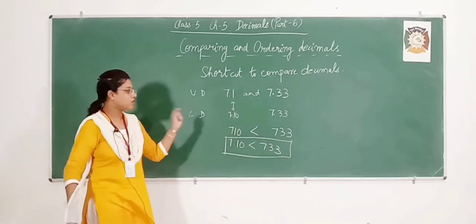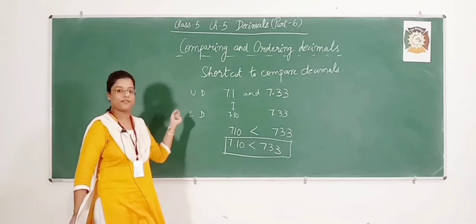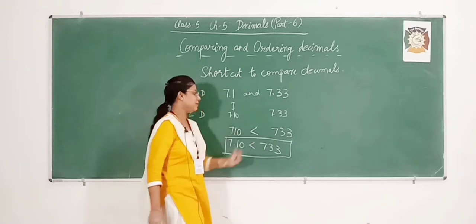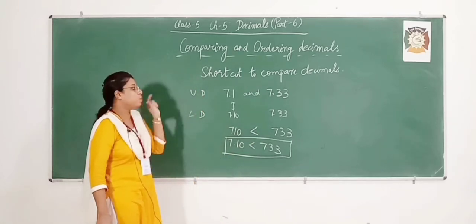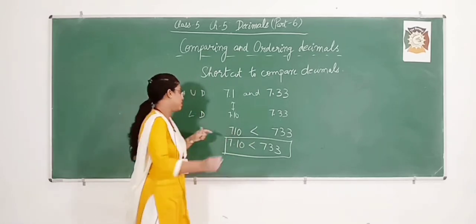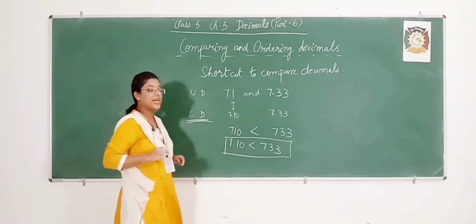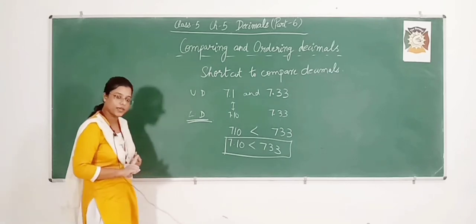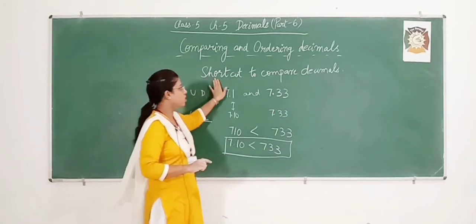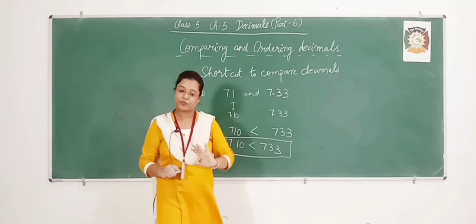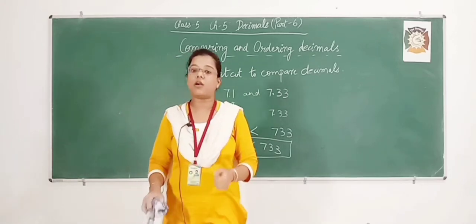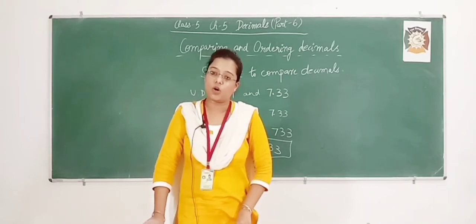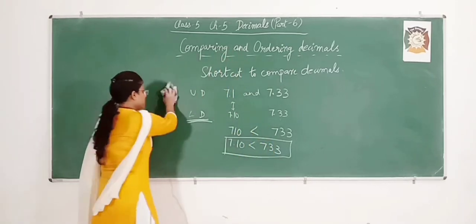Alright. Without comparing each and every digit from the left hand side, you can remove the decimal point and simply compare. But at which step will you do it? After you have converted into like decimals. Only then you will remove the decimal point. Okay students, so this one was the shortcut to compare decimals. Moving ahead, let us do the ordering of decimals, that is to arrange them into ascending and descending order. We will follow the same procedure.